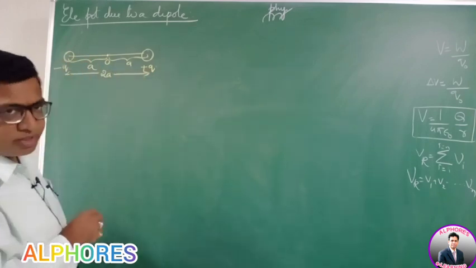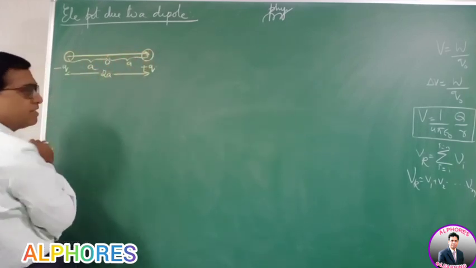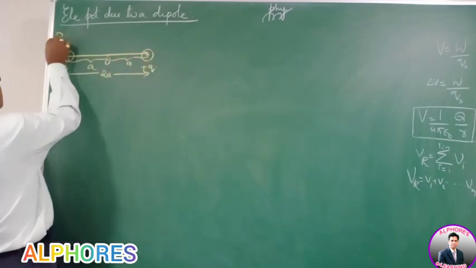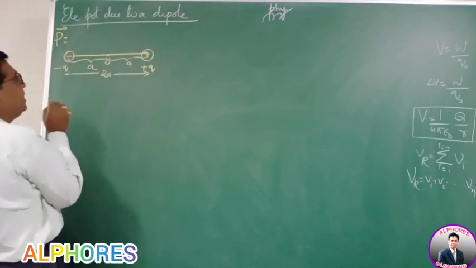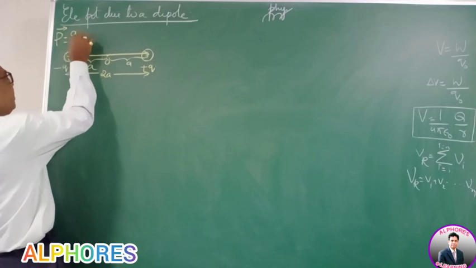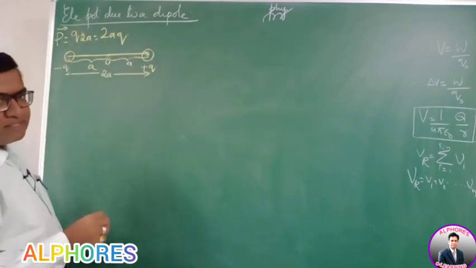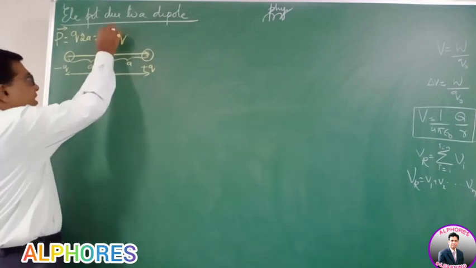Length of the dipole is 2a. Then the dipole moment, from minus to plus, is a vector. The dipole moment of the dipole is the product of either of the charges, q, and the distance between them, q into 2a. So it's 2aq. This is the dipole moment of a dipole like this, right?